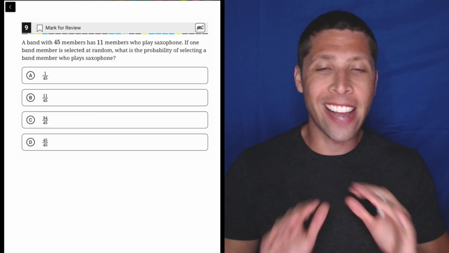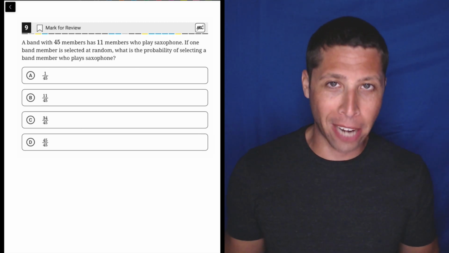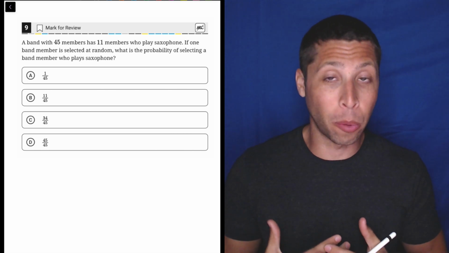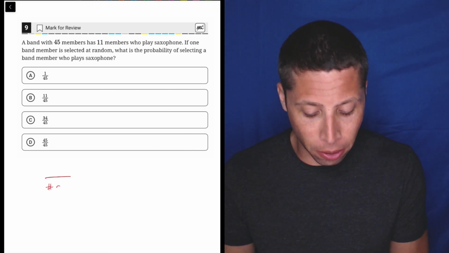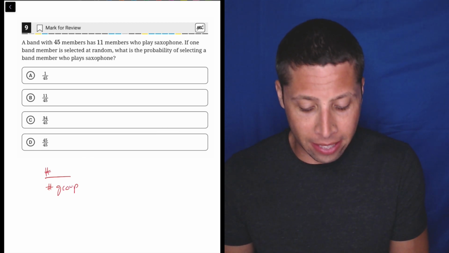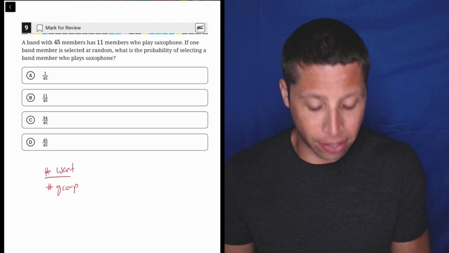Probability on the SAT is not very complicated. We're basically just making a fraction. So the bottom number is where we usually start. That's the amount that we're choosing out of, so this is like the number in the group. And the top number is going to be the number we want, right? So what are we choosing?